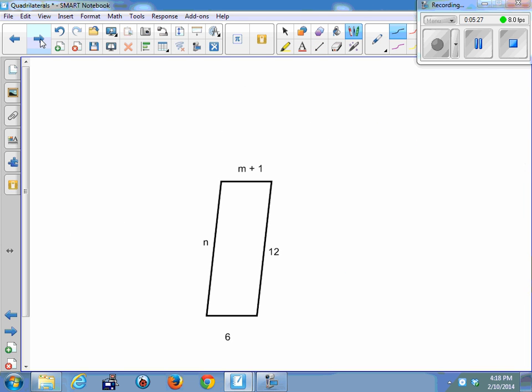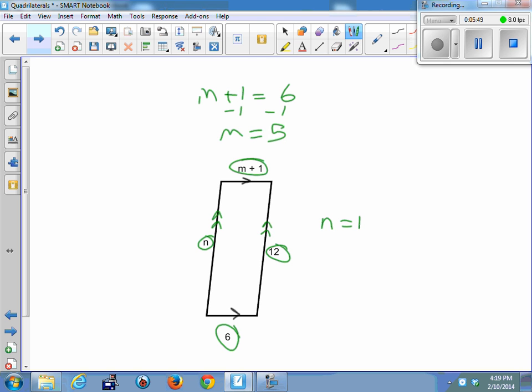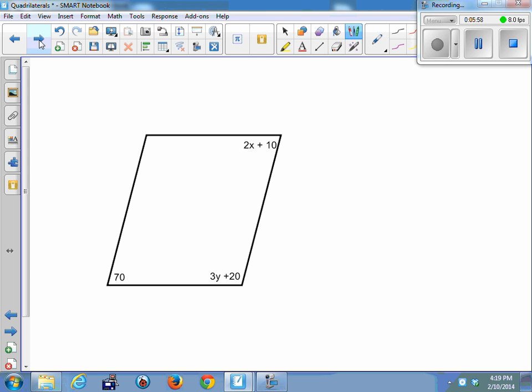All right, here's a parallelogram. If they know it's a parallelogram, they'll give us the little shapes on there. So for this video, we're just going to assume this. And all we do is opposite sides are congruent. So this side equals that side. So m plus 1 equals 6, minus 1, m is 5. And then here and here we have n equals 12. They'll get a little more complicated, but you should be able to solve the equations no problem at this point.